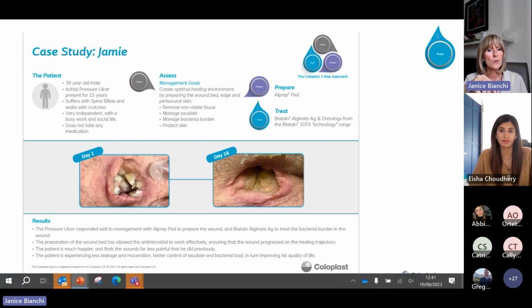The pressure ulcer also responded well to management with Oprep pad and the Biatain Alginate Ag, and that managed the bacterial burden really well. It allowed the wound to progress to healing. Not completely healed, as you can see, but you can see the difference in 16 days. Jamie was much happier and found that the wound was less painful than it previously had been, and he had less leakage, less maceration, so in turn it improved his quality of life. So a really positive outcome in these two case studies, which is what we all want to see, isn't it?